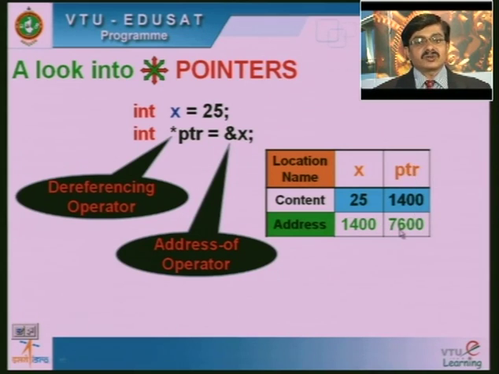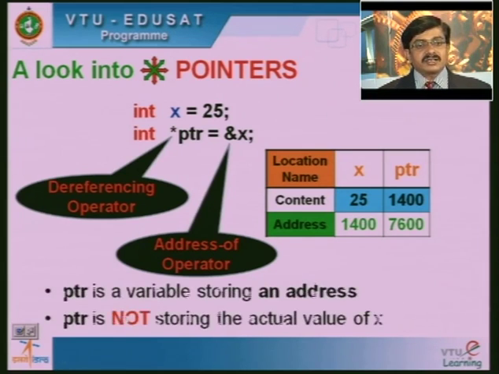The location where the pointer is stored, in this context, is 7600. Fine. Pointers will never be negative or floating point numbers. Pointers are always whole numbers, right? So the address of x is 1400, whereas the address of ptr is 7600, but the value of ptr is 1400, which is the address of x. And using these pointers, we can have indirect access to the variables. We will see that in a few statements.